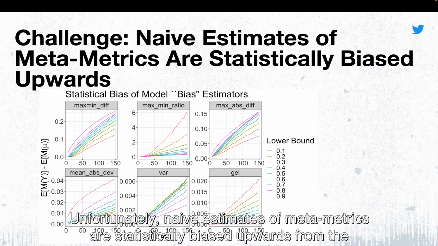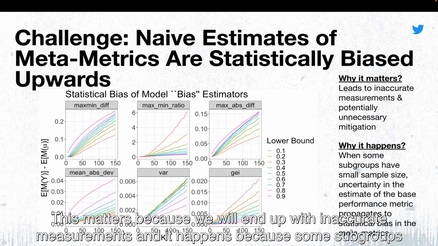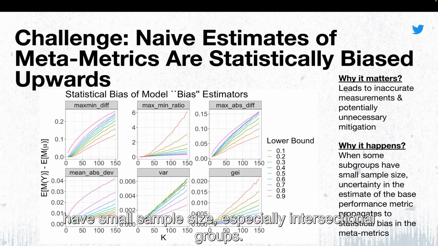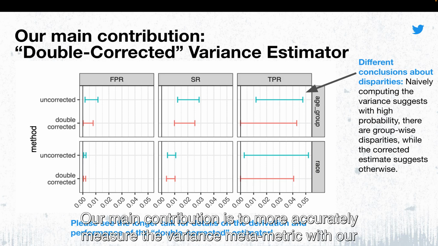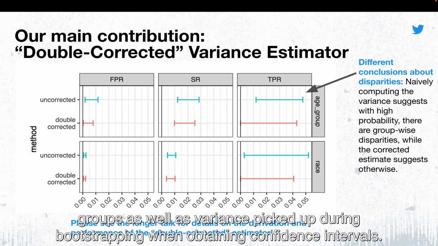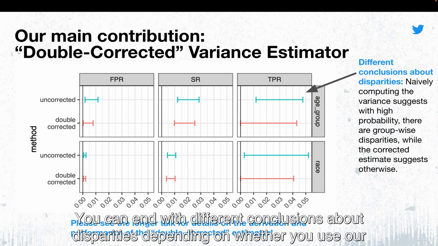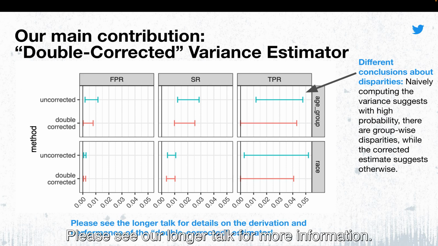Unfortunately, naive estimates of meta-metrics are statistically biased upwards from the truth. This matters because we'll end up with inaccurate measurements, and it happens because some subgroups have a small sample size, especially intersectional groups. Our main contribution is to more accurately measure the variance meta-metric with our double-corrected variance estimator that takes into account these small sample size groups as well as variance picked up during bootstrapping when obtaining confidence intervals. You can end up with different conclusions about disparities depending on whether you use our estimator or the naive estimate. Please see our longer talk for more information.